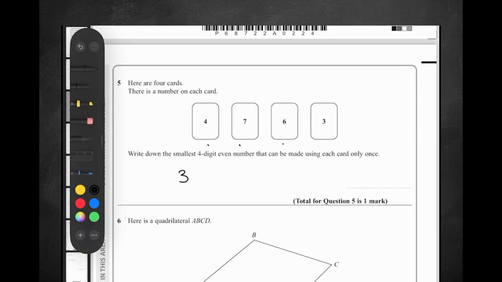Then by the same argument, we're going to need to put the next smallest number next, and that'll be a 4. Now I would suggest we then put a 6 by the same argument of why we used the 4 and the 3, but we need to make an even number, so we're going to have to go 7 first and then 6. 3, 4, 7, 6.